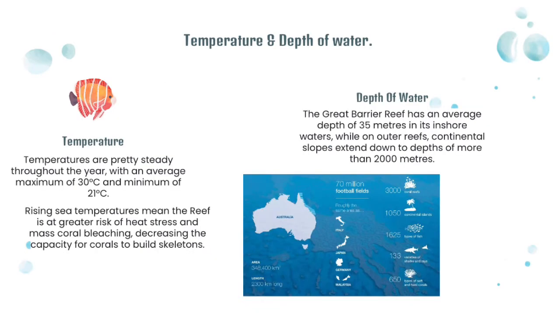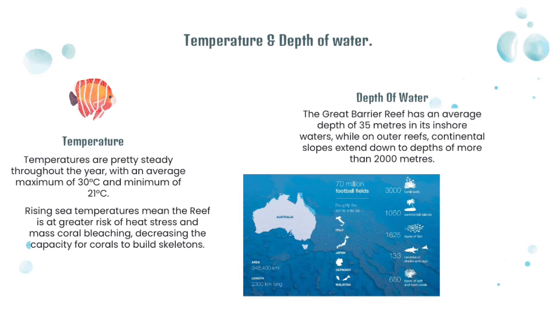Temperature and depth of water. Temperature. Temperatures are pretty steady throughout the year with an average maximum of 30 degrees Celsius and a minimum of 21 degrees Celsius. Rising sea temperatures mean the reef is at a greater risk of heat stress and mass coral bleaching, decreasing the capacity for corals to build skeletons.